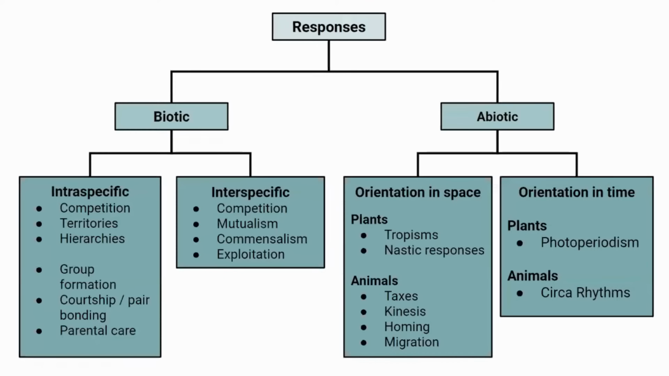Cool. So that's really fast through how plants and animals orientate themselves in space. But we can then look at time. I think photoperiodism in terms of plants, and also actigrams and biological rhythms in terms of animals as well.